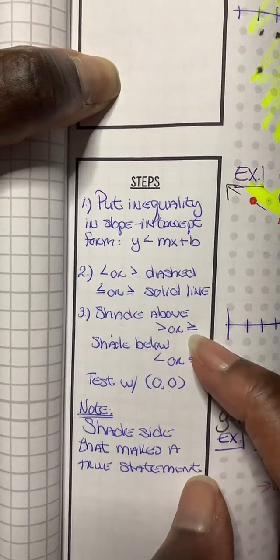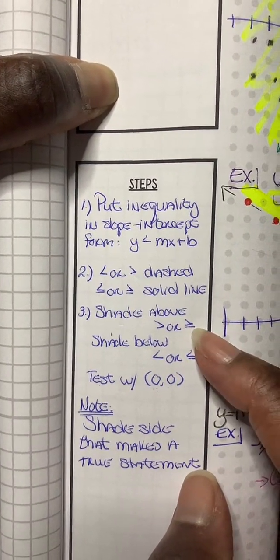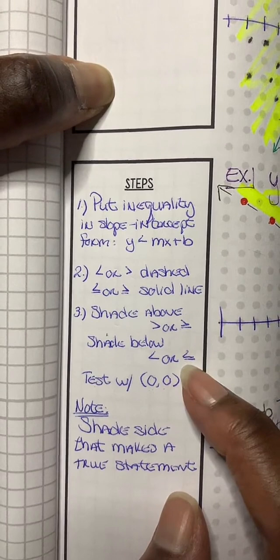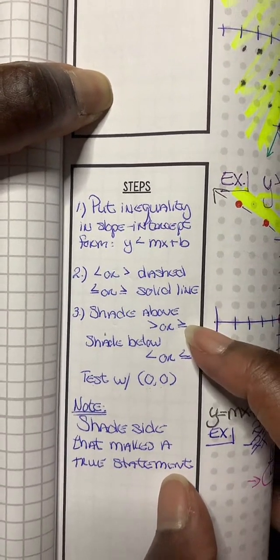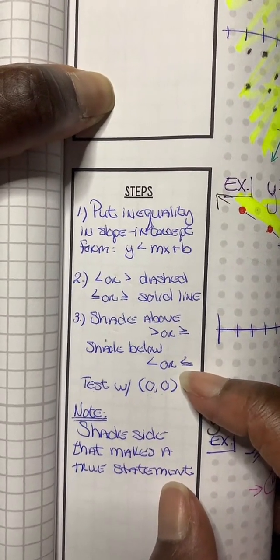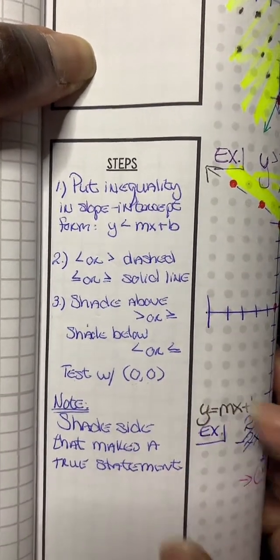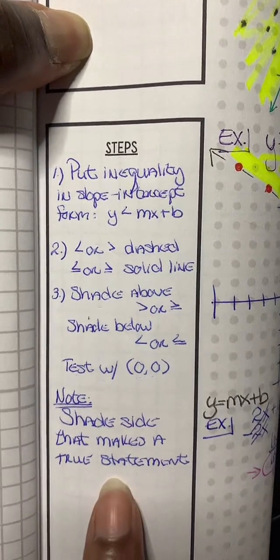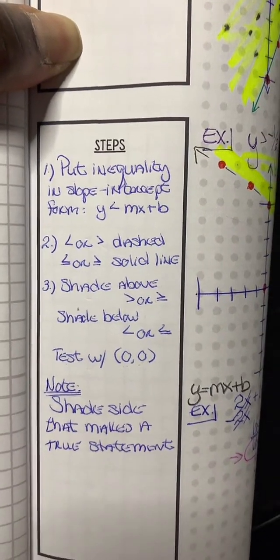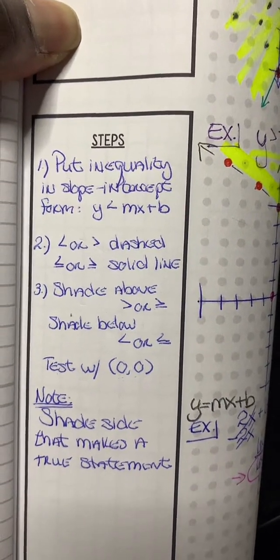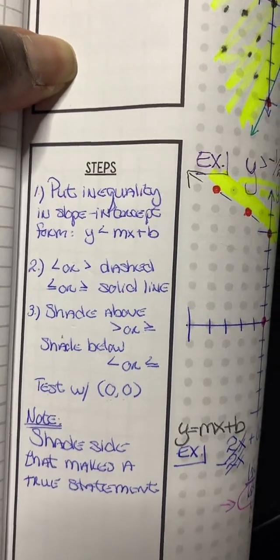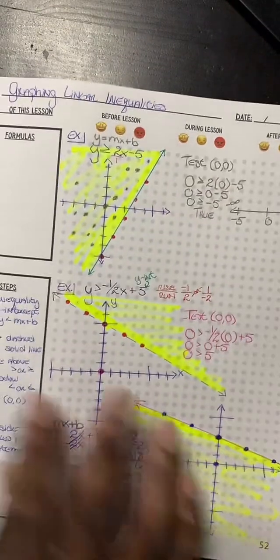If you're doing greater than or greater than or equal to, the top one, you're going to shade above. The less than or equal to, you're going to shade below. But if you're not sure, test it with 0, 0. You want to basically shade the side that gives that original inequality a true statement. All right? So that was graphing linear inequalities.